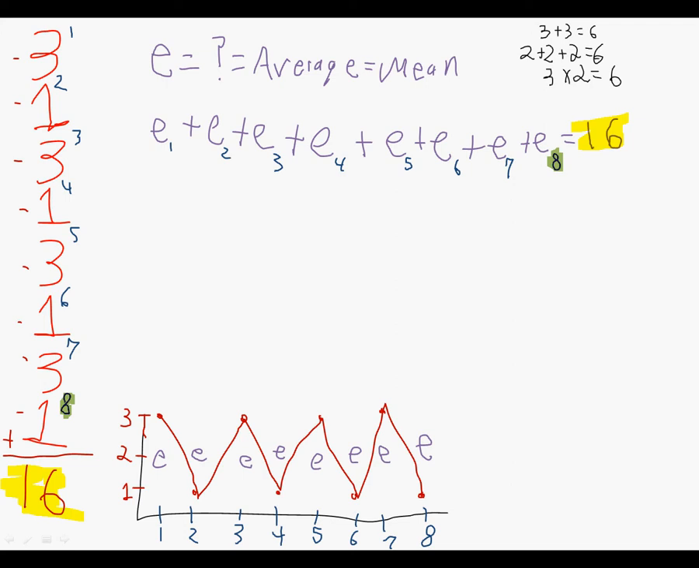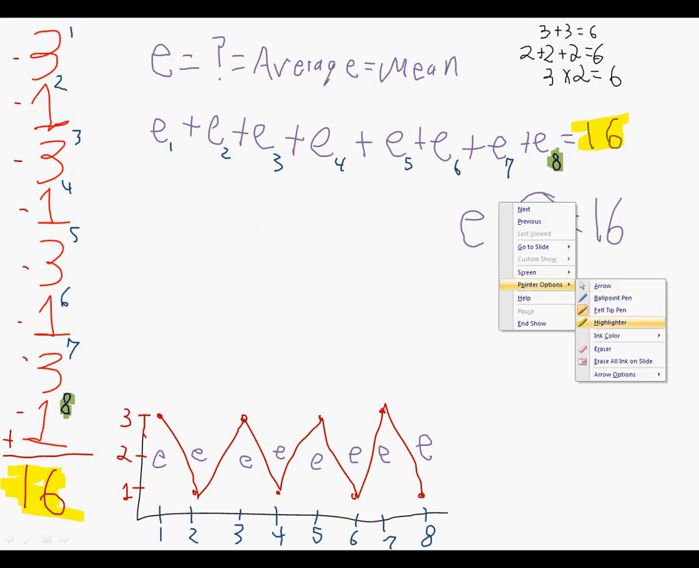So the e's adding themselves 8 times, that's the same thing as e times 8, which is equal to 16. So again, I said the average is e. And we seem to be very close to getting that e because we have everything else. We have the e times the 8, which is equal to 16. So there are a couple ways to do this. You could take this 8 algebraically.